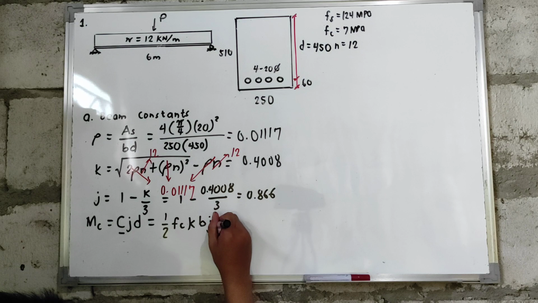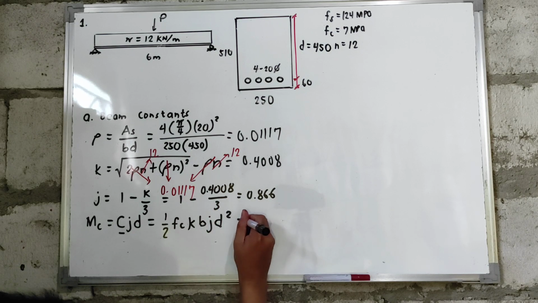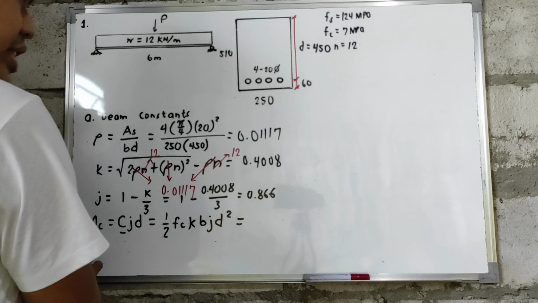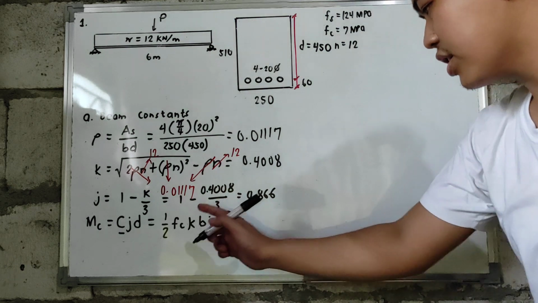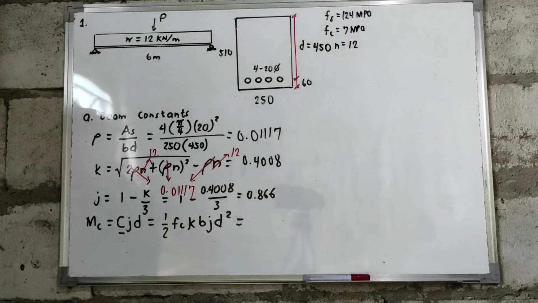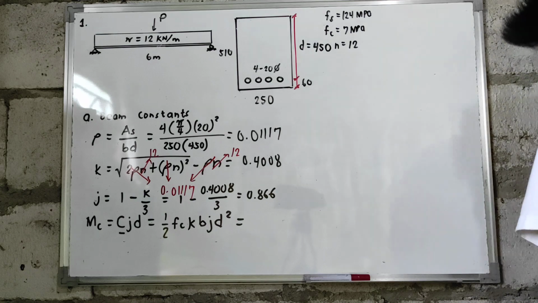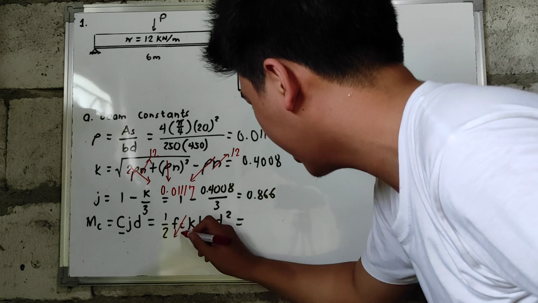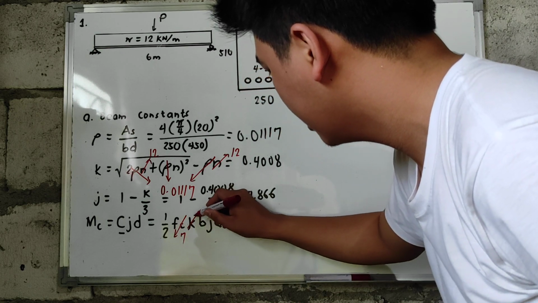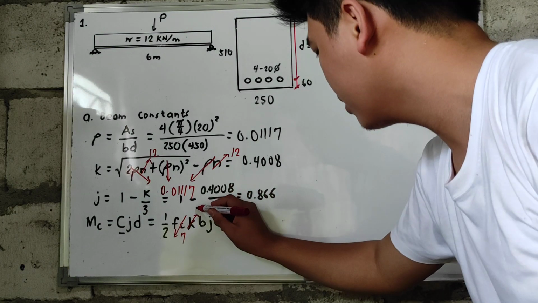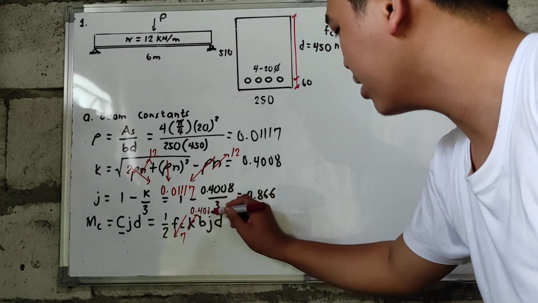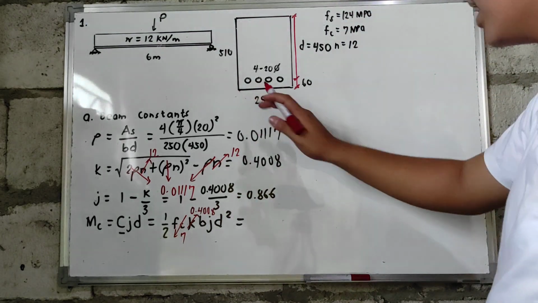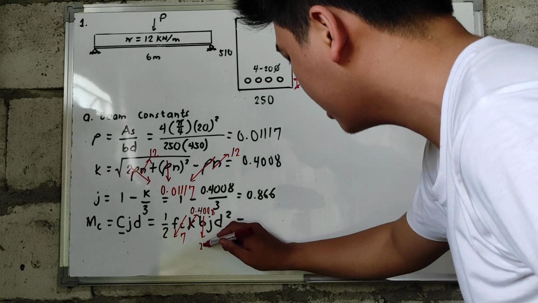So JD, and then is-squared na natin. So that is the formula in computing for the value of your resisting moment sa concrete. So isa-substitute natin yung mga values natin, yung FC natin. So yung FC natin, we have a value of 7. So this is 7. Yung K naman, this is equal to 0.4008. Yung B naman natin, that is 250. Yun yung width ng beam natin.